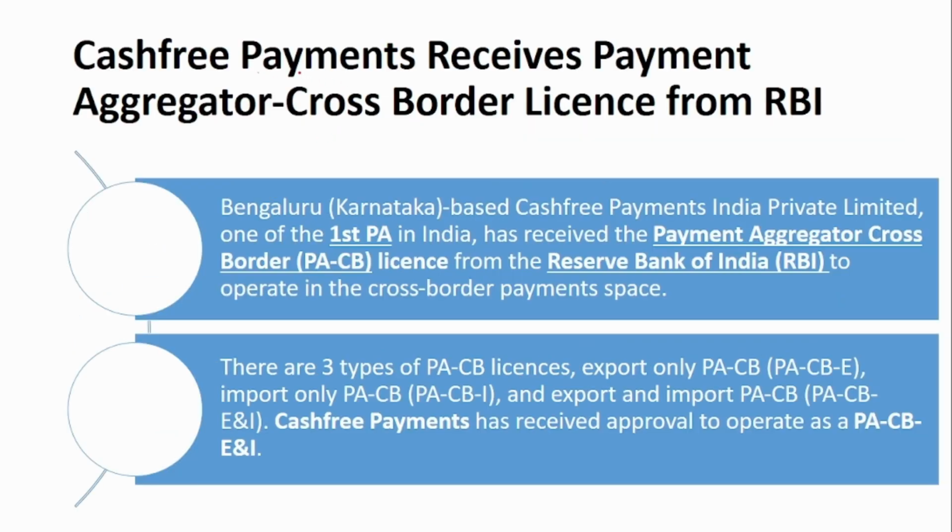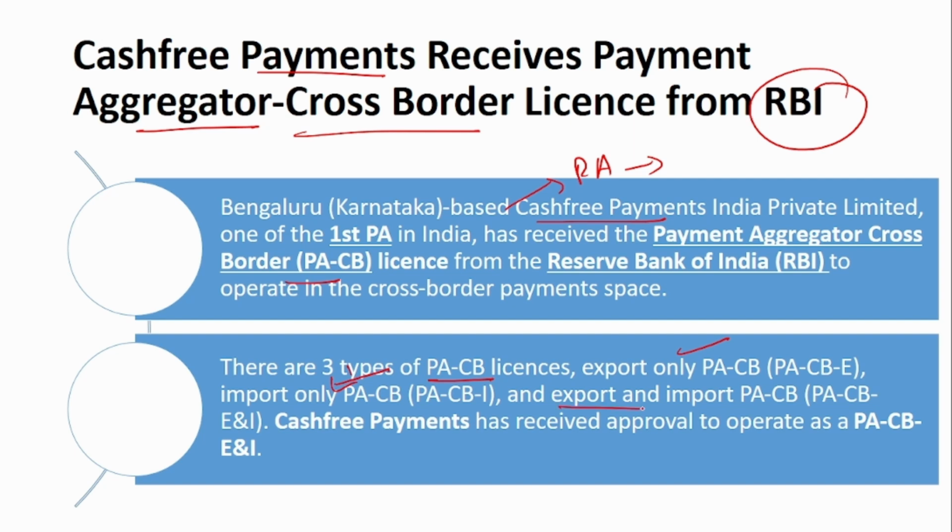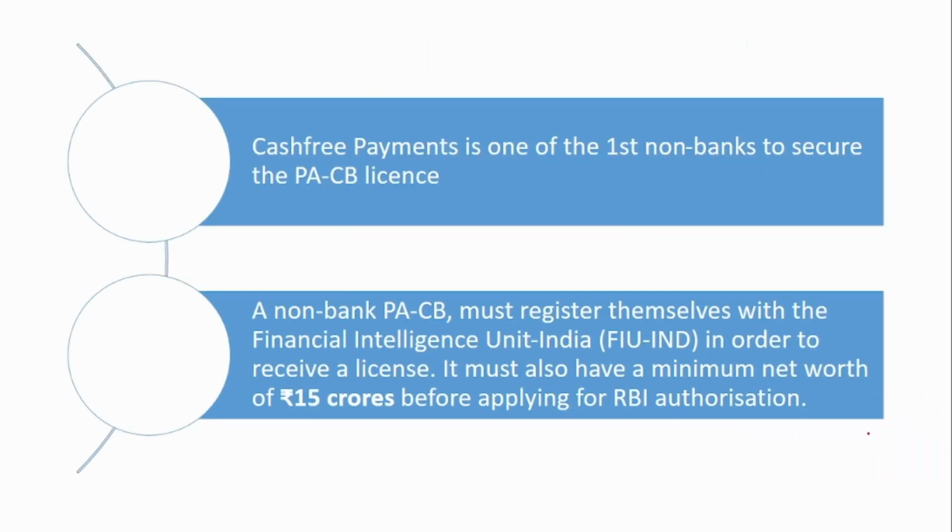Next is that Cashfree Payments receives payment aggregator cross-border license from the RBI. So Bangalore-based Cashfree is already acting as a payment aggregator. It already has a license of payment aggregator. Now it has received the payment aggregator cross-border license from the RBI. There are three types of PA-CB license. One is export only PA-CB, the other one is import only PA-CB, and the third one is export and import PA-CB. So Cashfree Payments has received an export and import PA-CB from the RBI. It is one of the first non-banks to secure PA-CB license.